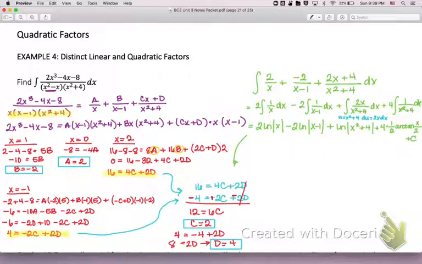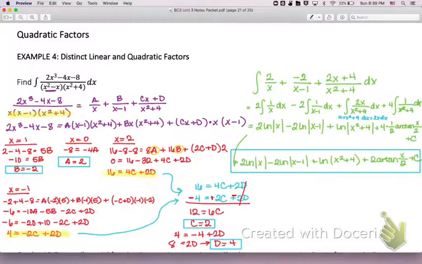Your final answer is going to be 2 times the natural log of the absolute value of x minus 2 times the natural log of the absolute value of x minus 1 plus the natural log of x squared plus 4. Again, you can ditch the absolute value there. And then this is going to be plus 2 arctangent x over 2 plus c. And that is gross, but that's our answer. And that is most certainly an integral that we could not have evaluated any other way. So yes, it is tedious, but it is something that has to be done.